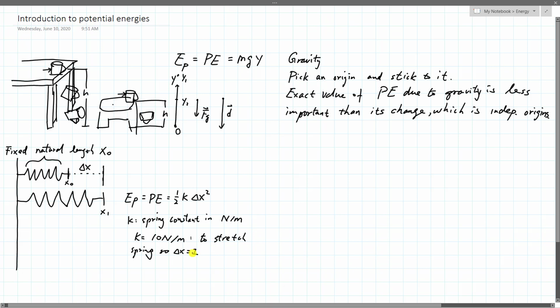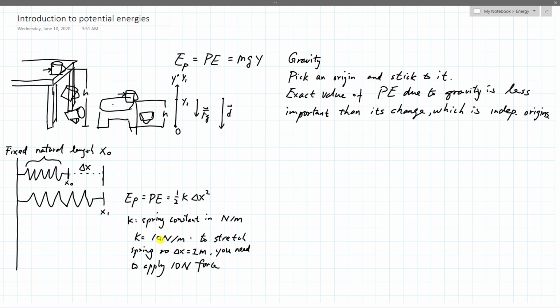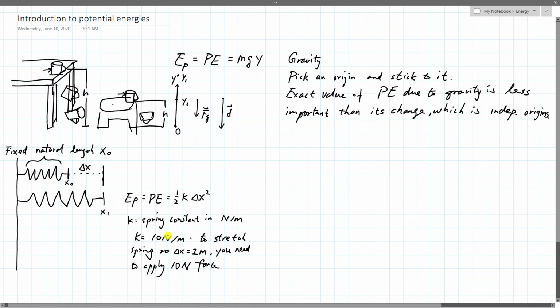That's really bad. We don't have very long springs to do that, but we can also proportionally reduce the stretch to require less force. So basically, stretch the spring so that the delta x is equal to 1 meter, you need to apply 10 newtons of force. So that's what this K constant is. It tells you how stiff the spring is. The bigger the K, the stiffer it is, because you would require more force to stretch the same amount.